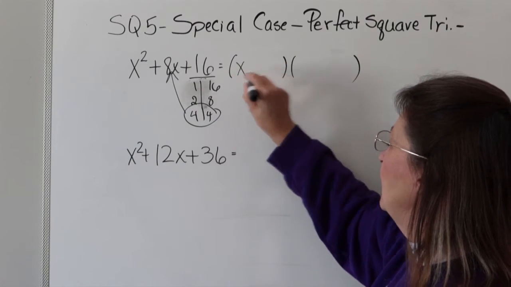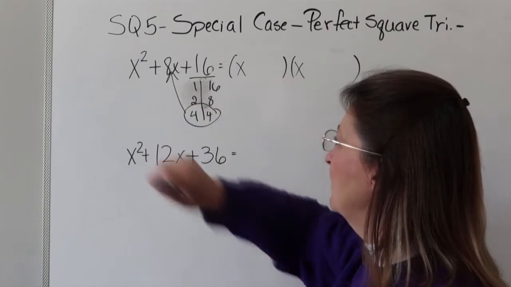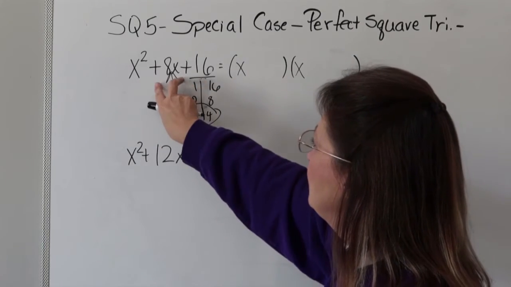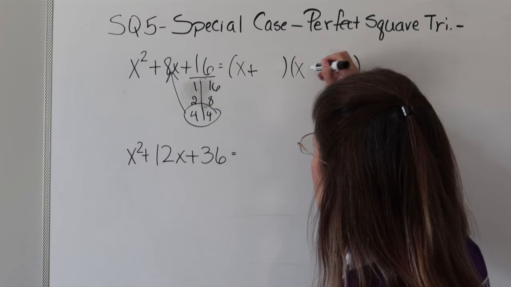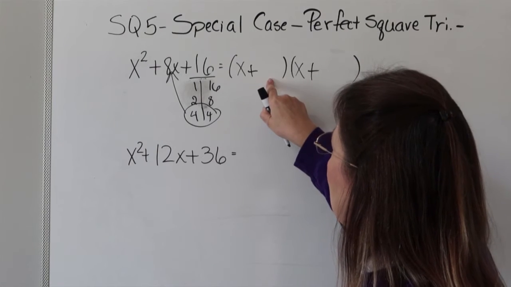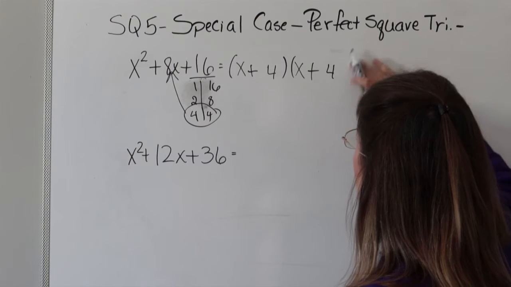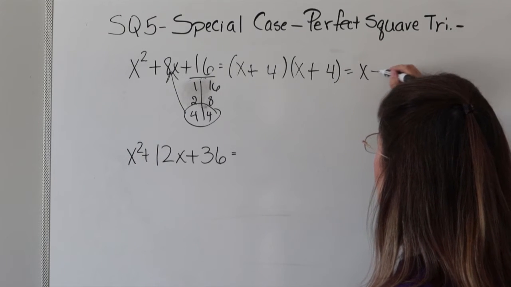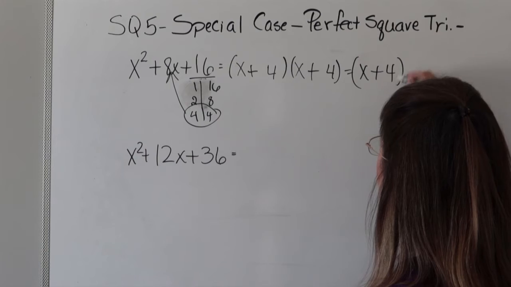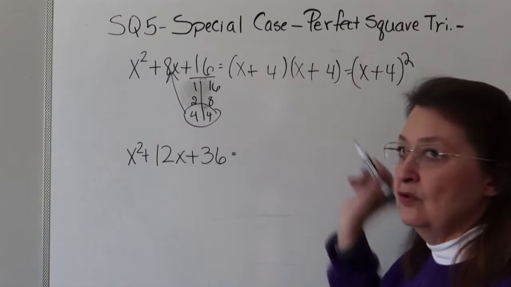I know it's going to be x and x because that's where I got x squared. Since these two are plus signs, I know I'm going to have plus and plus. Now here I'm going to put the 4 and the 4. You can actually write this as x plus 4 squared since these are repeated.